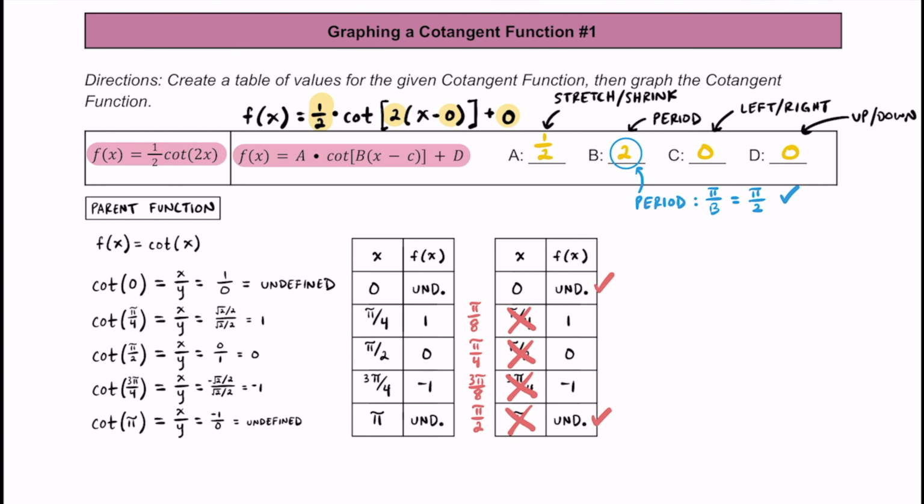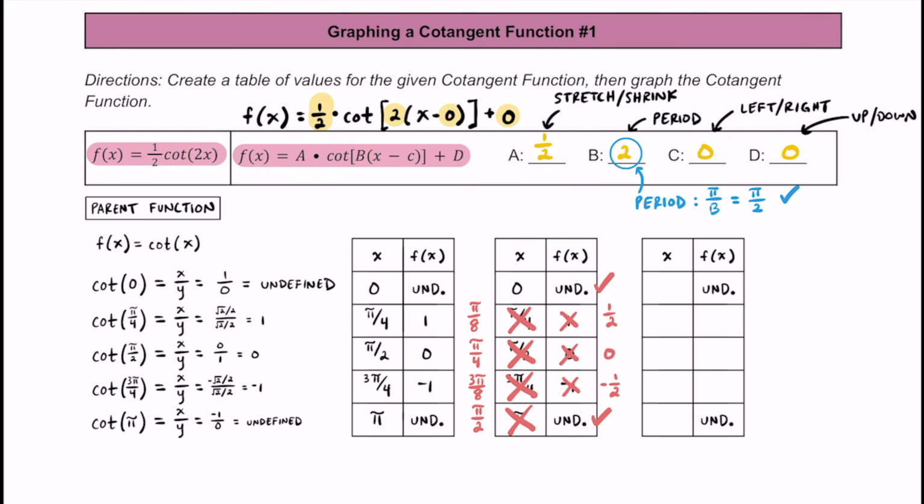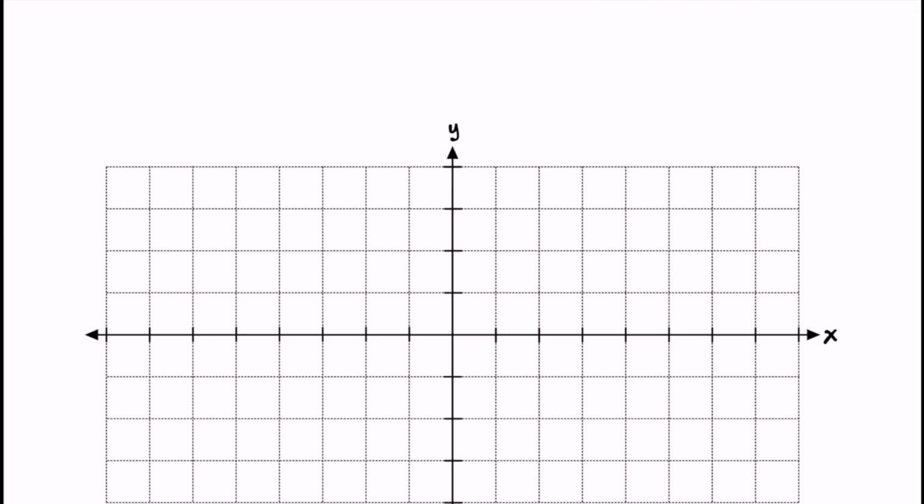But if we multiply 1/2 by 1, that's going to become positive 1/2. 0 multiplied by 1/2 is going to stay the same technically here. And then this negative 1 multiplied by 1/2 is going to be negative 1/2. So these are going to be the new y values. Putting this all together, we're going to have 0, and then pi over 8, pi over 4, 3 pi over 8, and then pi over 2. That's going to be all of our x values. And then our y values here are going to be 1/2, and then 0, and then -1/2. So now that we have some ordered pairs that we can plot on our graph, let's graph this cotangent function.